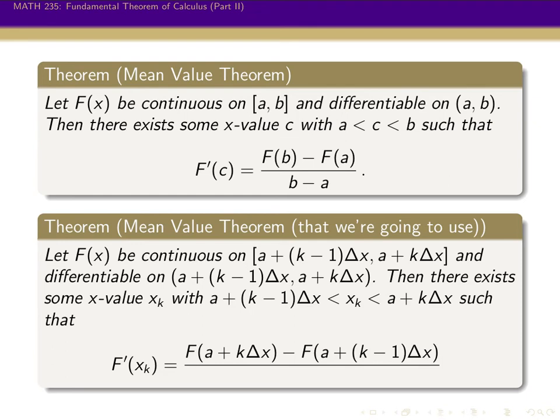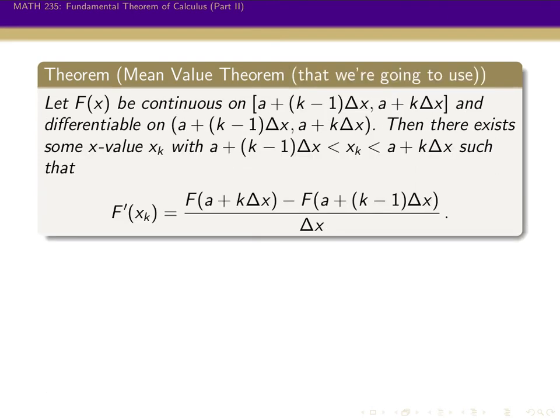Well, we're going from a plus k minus 1 delta x to a plus k delta x. So how far have we gone from one endpoint to the other? Delta x. And so rather than dividing by b minus a, the length here really is just delta x. So we're just going to plug delta x here. And this is the form of the mean value theorem that we're going to use.